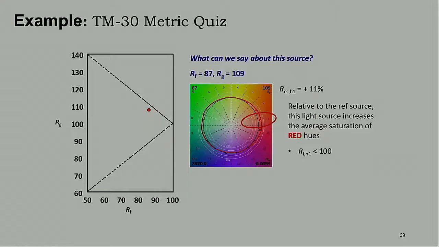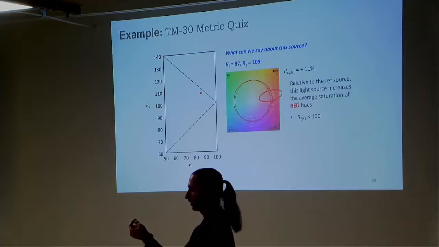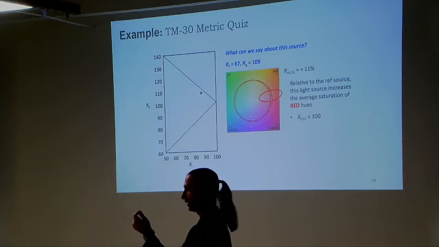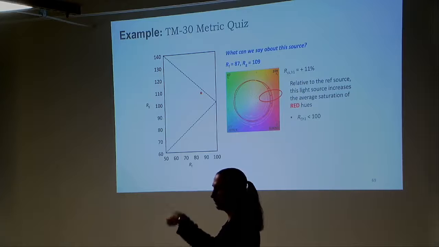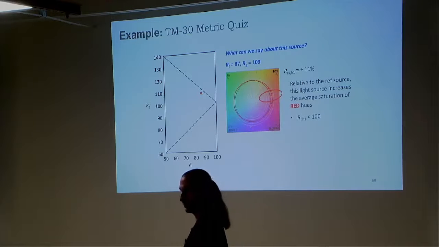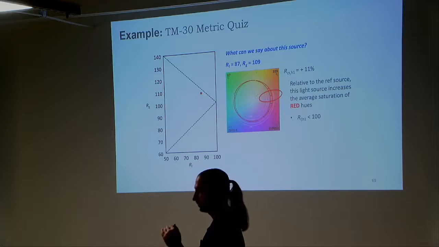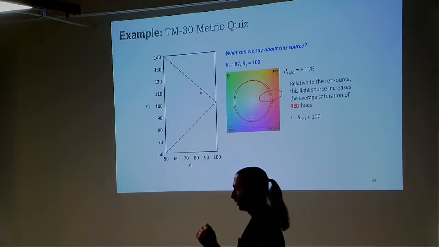And then one other point I want to make here is that if you're a perfect match to your light source, then your color fidelity is 100. There's no deviation. The second you have any increase or decrease in saturation, you're obviously no longer a match to your reference, and then your fidelity has to drop. It's part of the game, right?